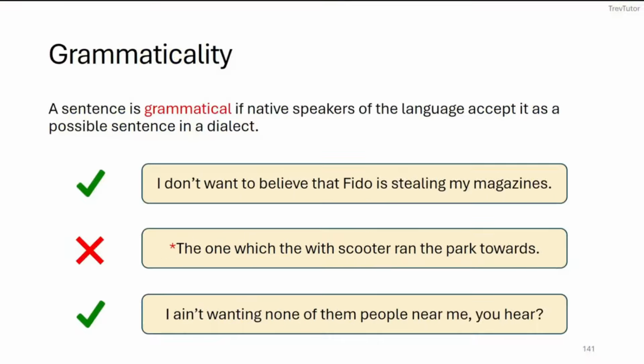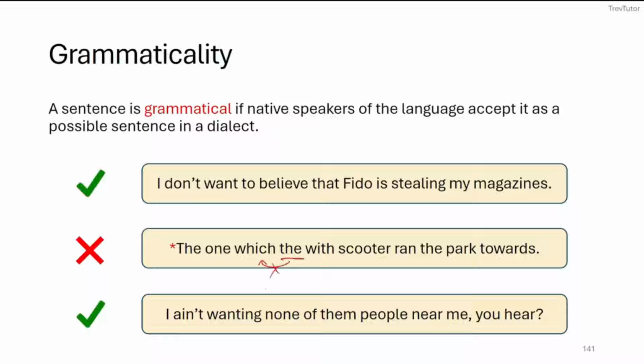So we should also talk about some grammaticality judgments, because what does it mean for a sentence to be grammatical? Well, in general, a sentence is just grammatical if a first language speaker of that language accepts it as a possible sentence. So, for example, I don't want to believe that Frodo was stealing my magazines. That's perfectly grammatical to me. It sounds fine. The one which the with scooter ran the park towards, this is not okay at all. This is ungrammatical. The one which is fine, but then putting the afterword is a little weird.